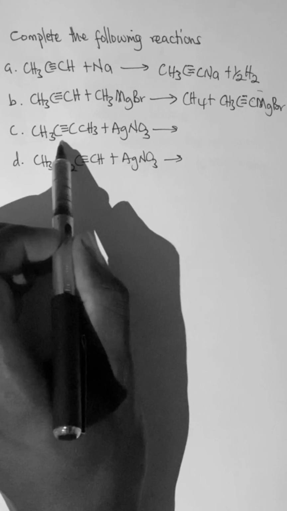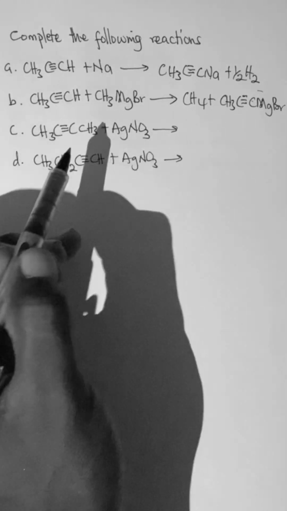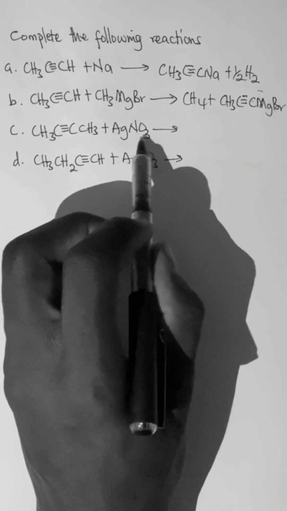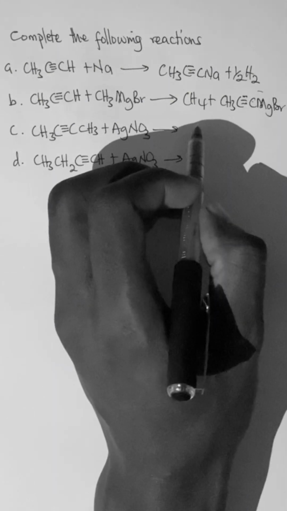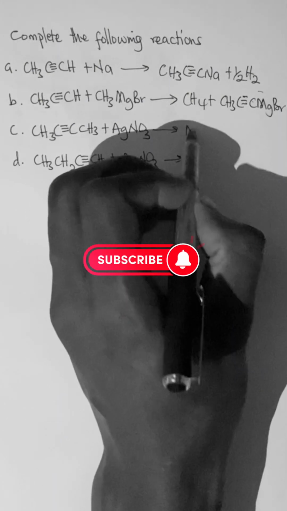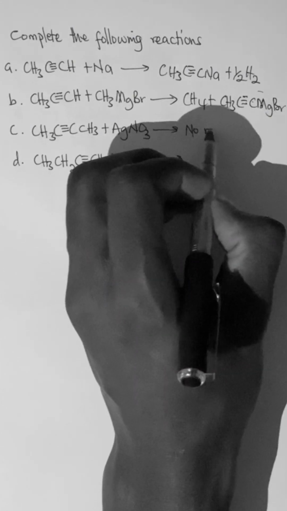This is an internal alkyne with silver nitrate. They are trying to do the silver mirror test, but because this is an internal alkyne, there will be no reaction in this case. So here's a no reaction case.